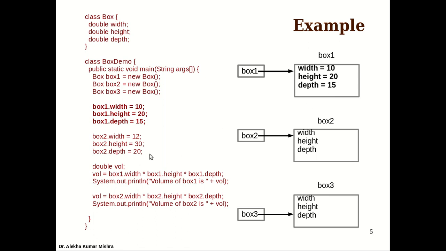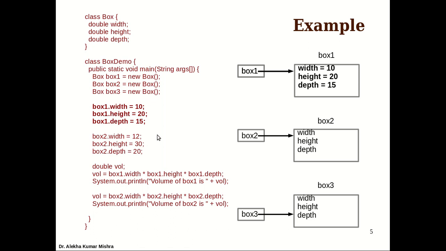Similarly, when these lines are executed, which I have not demonstrated here, since I have only demonstrated the first part, how it makes changes in box1, the data fields of the object box2 are going to be updated with 12, 30, and 20 respectively. This is how we can do the updates.